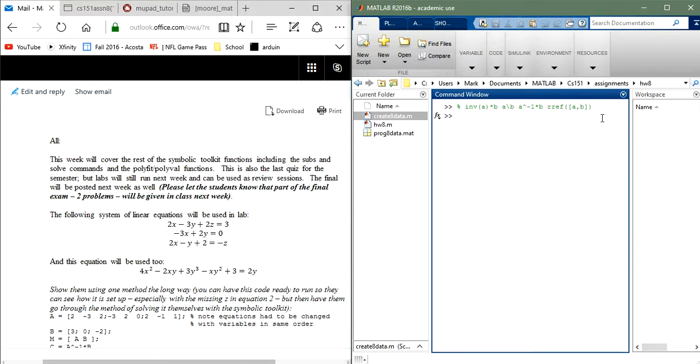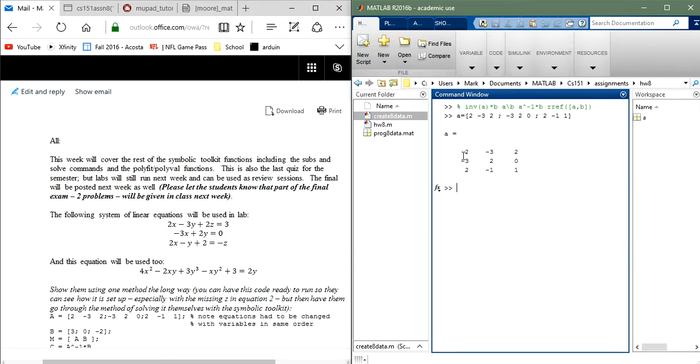So the first thing that we want to do is make sure that all of our x's, y's, and z's are lined up. We'll assign that to A. We'll say 2, negative 3, and 2. This will be our first line. Negative 3 and 2 is our second. Let's throw a 0 in there because we need a placeholder for it. And then lastly, we have 2, negative 1, and then we throw z to the left side. We have a positive 1.